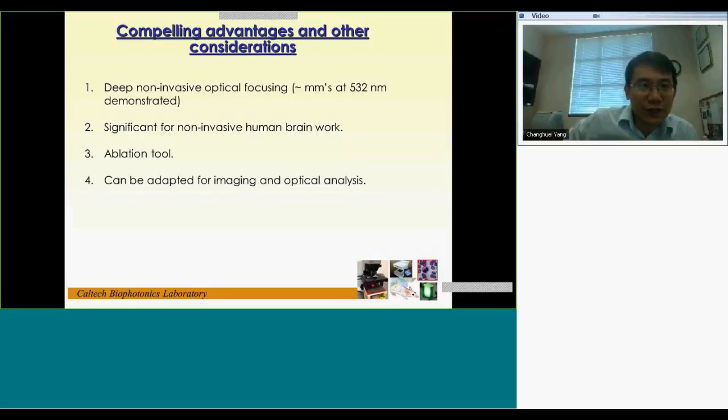regarding this, which is the fact that this approach will provide us with a deep, non-invasive optical focusing approach that allows us to do optogenetic type experiments. So in the long run, it can potentially be significant for non-invasive human brain work because it doesn't involve the use of invasive probes. You can also think of using this as an ablation tool. And then finally, it can be adapted for imaging and optical analysis beyond simple activation.